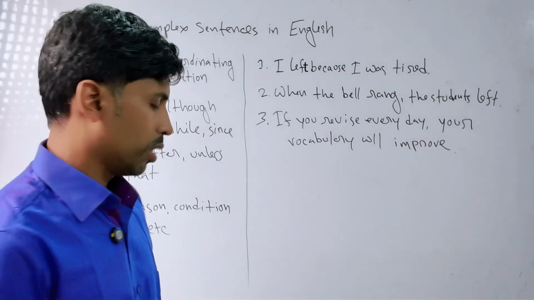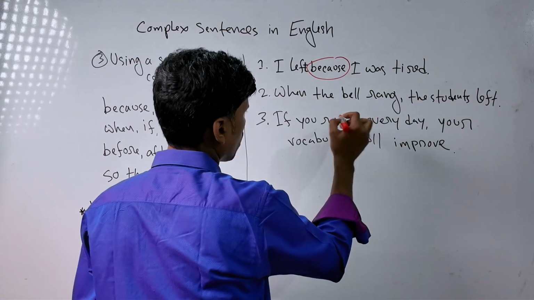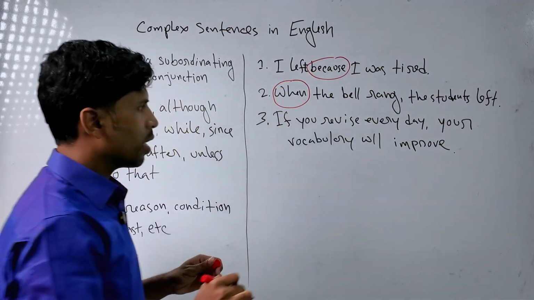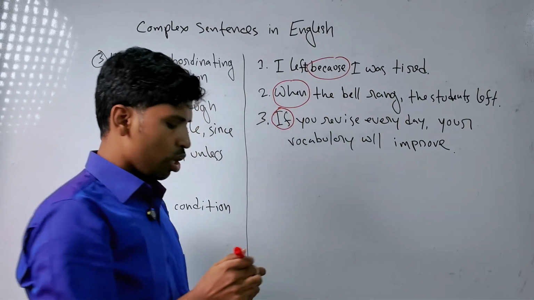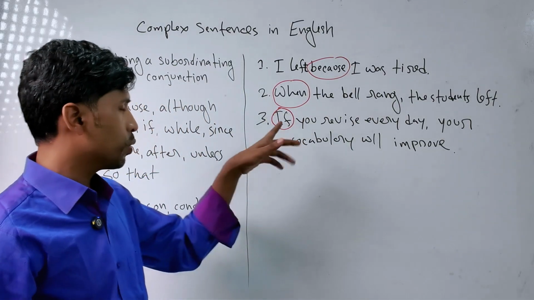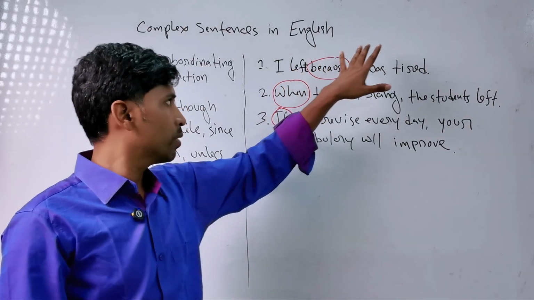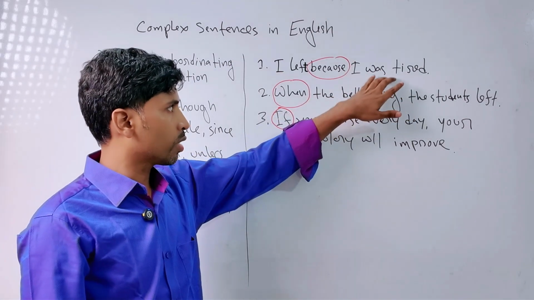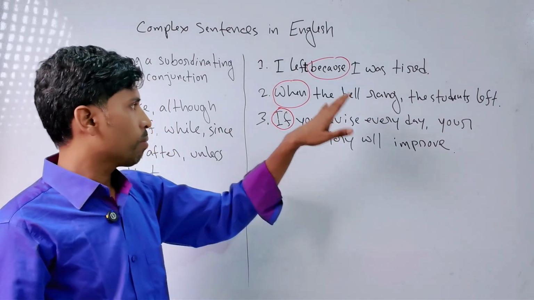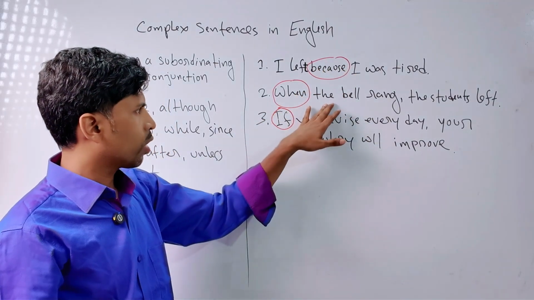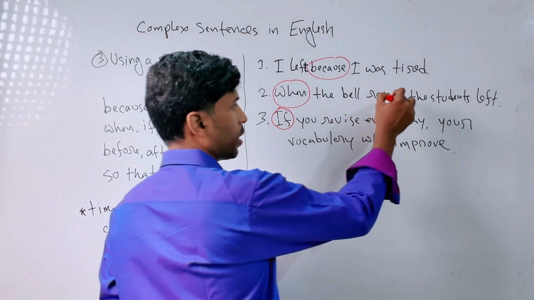All right, so this is a subordinating conjunction. This is a subordinating conjunction, and here this is a subordinating conjunction. A subordinating conjunction can be used at the beginning of a sentence, or it can come somewhere in the middle of the sentence. If the subordinate clause comes towards the end of the sentence, then no comma is necessary. But if you use the subordinate clause at the beginning of the sentence, then a comma is necessary.